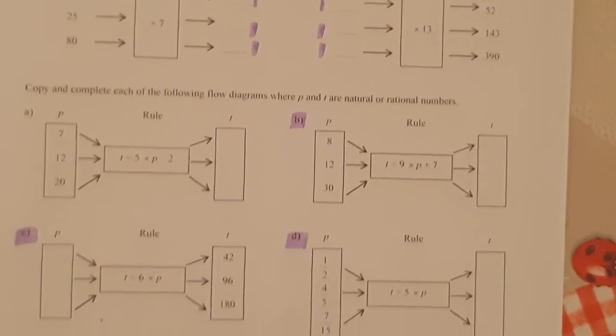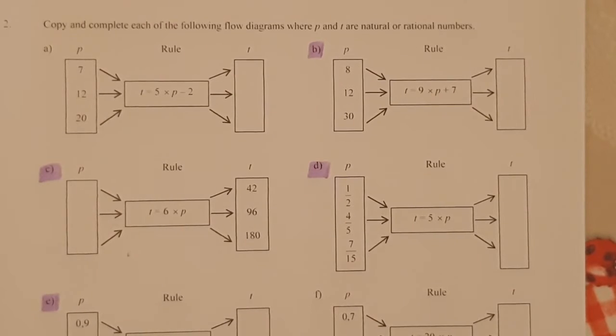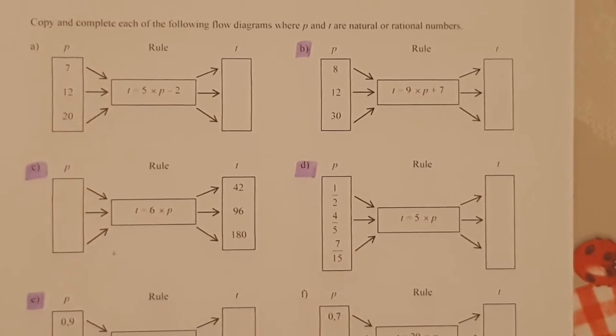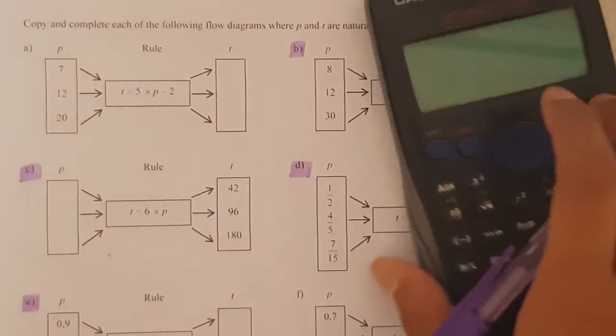Okay, let's look at question 2 now. Now they say copy and complete each of the following flow diagrams where P and T are natural or rational numbers. So maybe you'll end up with halves and decimals and commas and things like that. So I'm going to allow you to use your calculator this question.